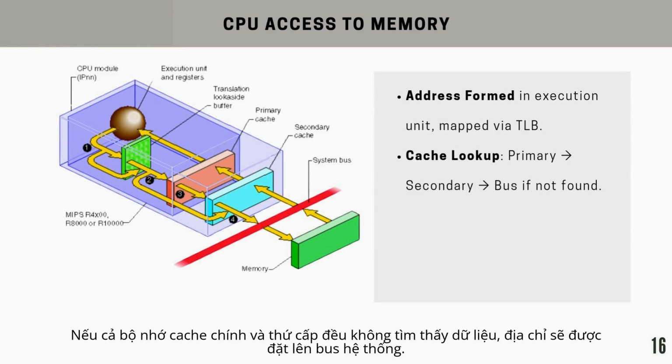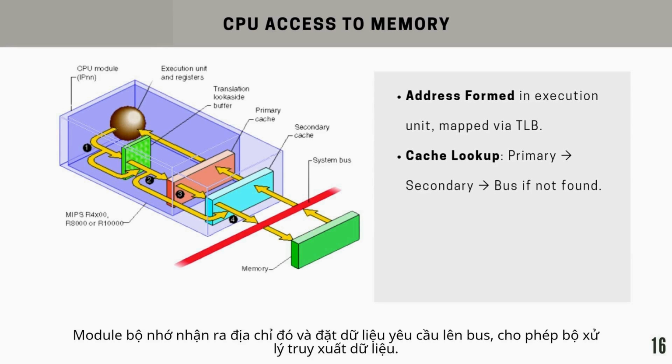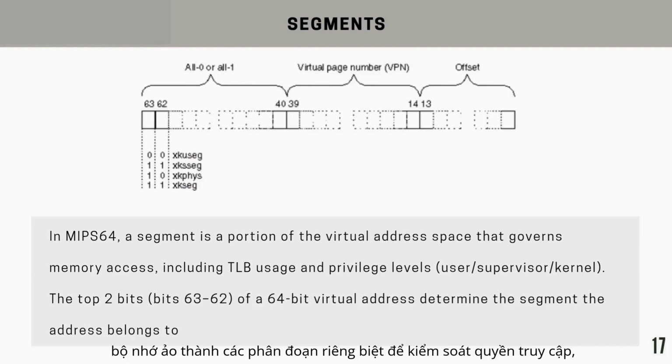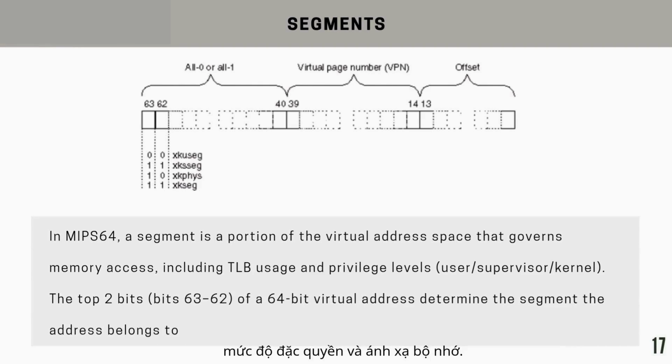Following a miss in both the primary and secondary caches, the address is placed onto the system bus. The memory module that recognizes the address then places the requested data onto the bus, allowing the processor to retrieve it. So, let's explore how MIPS64 organizes its virtual memory into distinct segments that control access, privilege levels, and memory mapping.